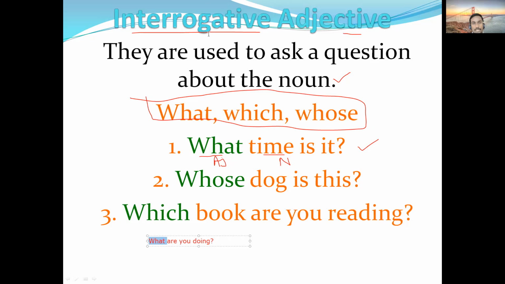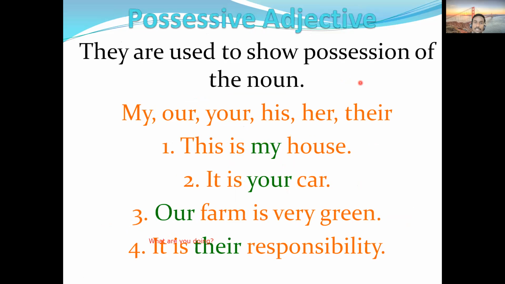So for the next example, pay attention to the second one: whose dog is this? Which is the noun here? Dog is the noun here. And here the wh-word is whose, that is an adjective. Which adjective? Interrogative adjective. All right, next is, which book are you reading? So book is a noun, which is an adjective. Which adjective? Interrogative adjective. Any questions here? No, sir. Okay, fine.